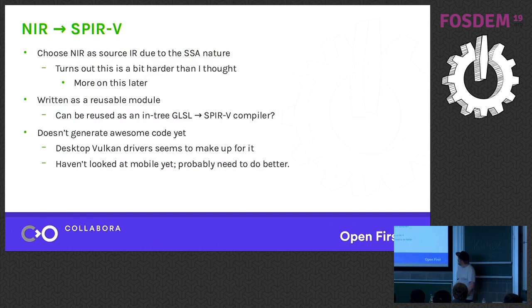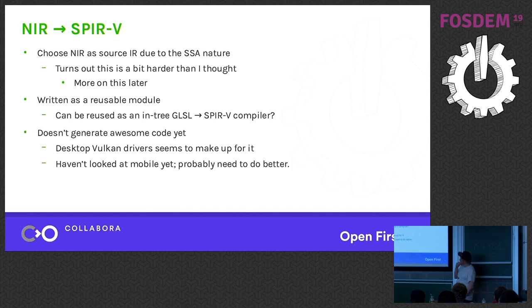Yeah, so we're doing the shader work with NIR, which is an SSA-based compiler IR in Mesa. It translates that into SPIR-V, which is the Vulkan shader IR. I chose to go that direction rather than something like TGSI, mostly because SSA to SSA seemed to be a great fit. It turns out to be a little bit harder than I thought because of some annoying differences in how they treat some of the fundamental SSA constructs. I will talk more about that.